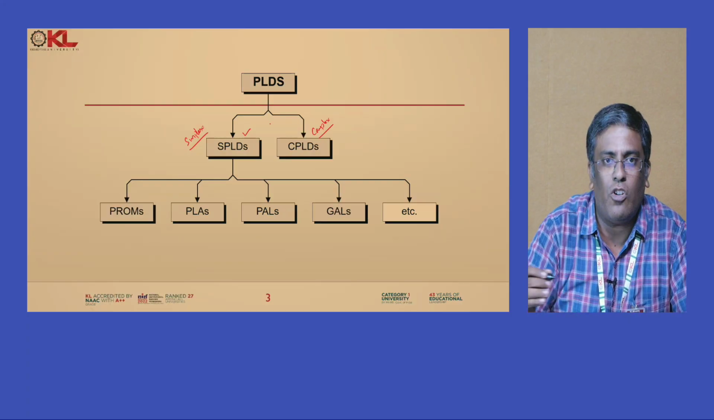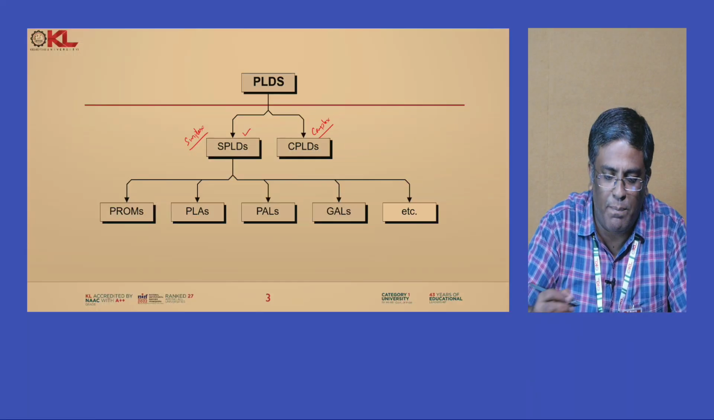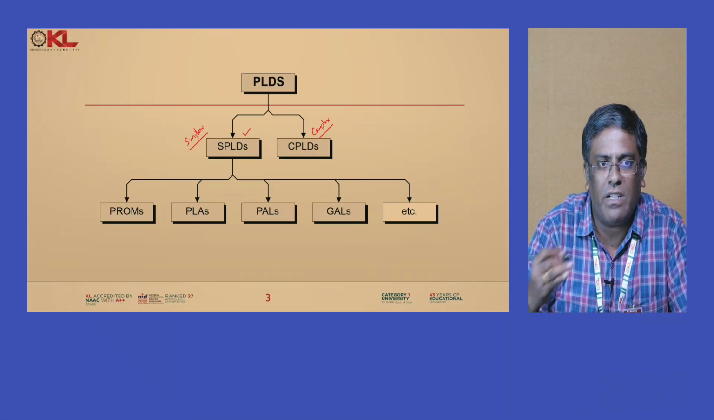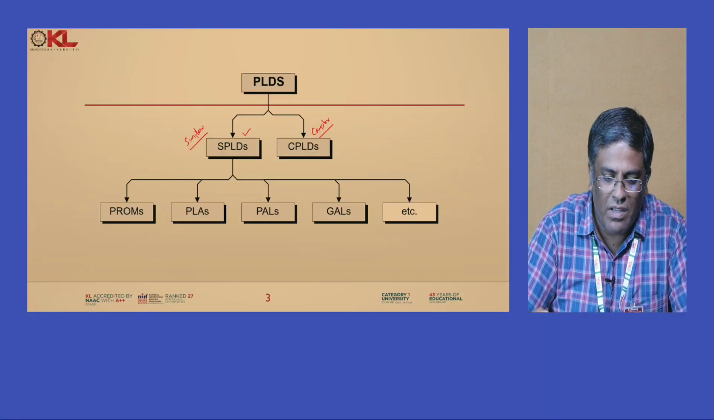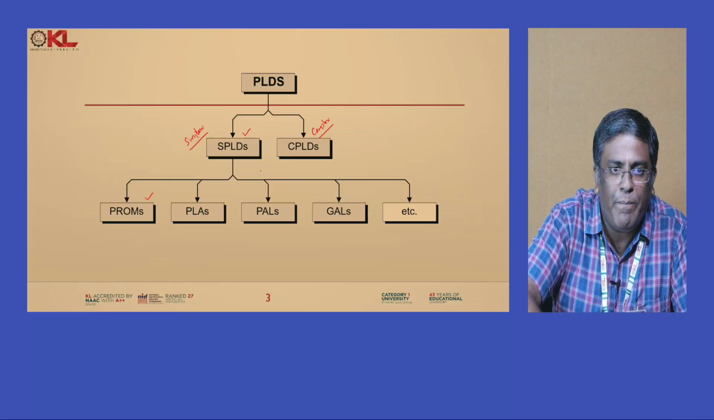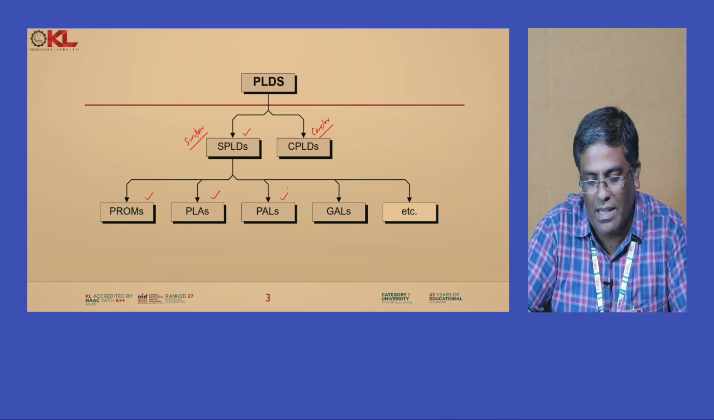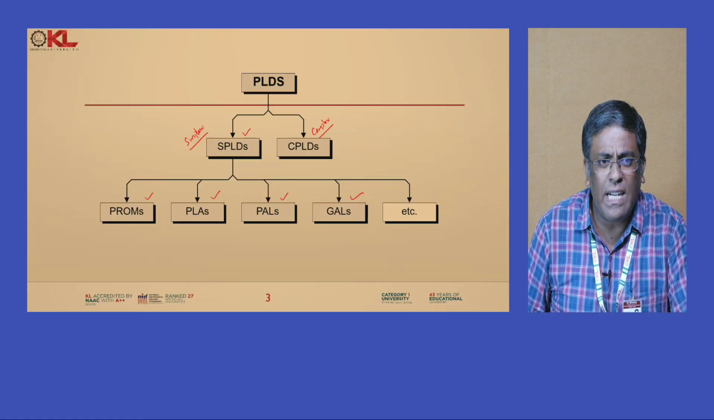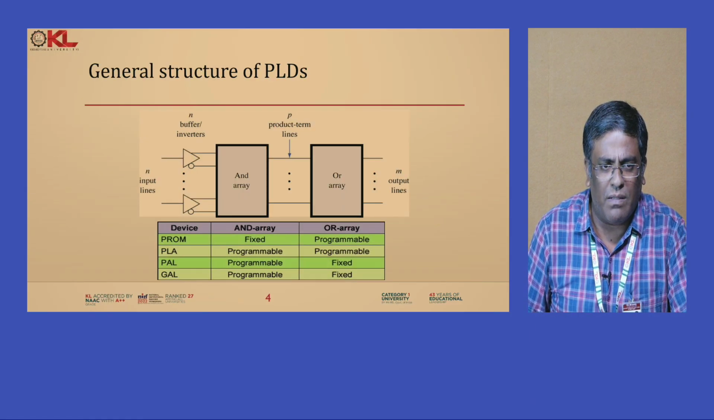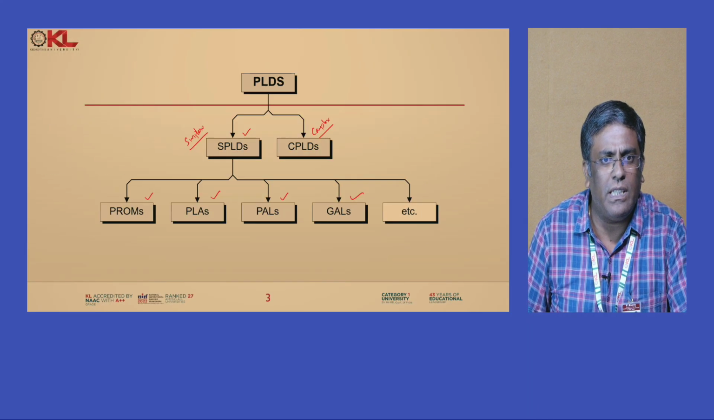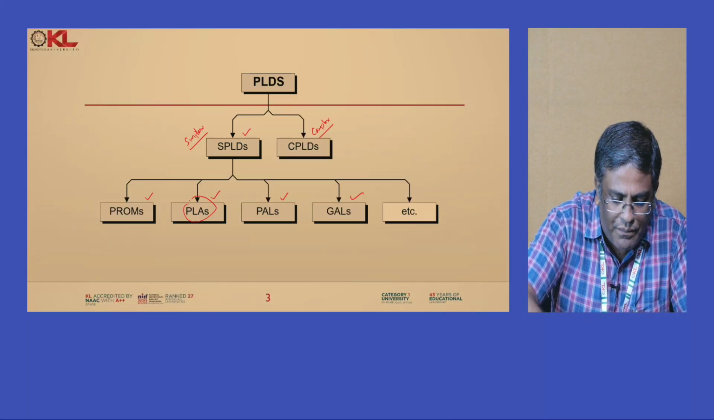Here, based on the complexity of the circuits, we are categorizing into two: one is simple, the other is the complex programmable logic device. That's what we call SPLD as well as CPLD, and the CPLDs can be classified into different categories: PROM, programmable read only memory, PLA, programmable logic array, PAL, programmable array logic, GAL, generic array logic, etc. In that, we are going to talk about the PLA and its operation, right?